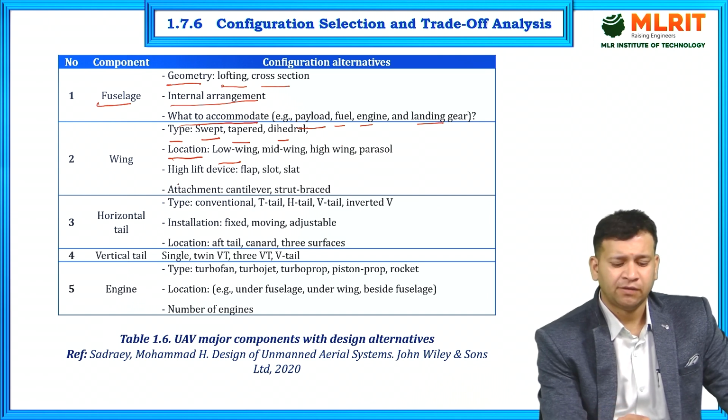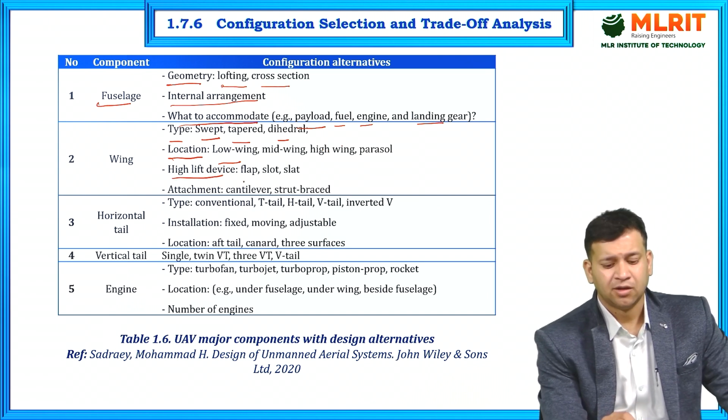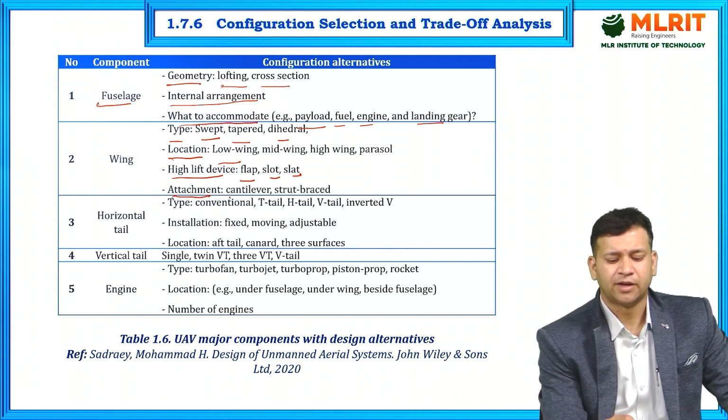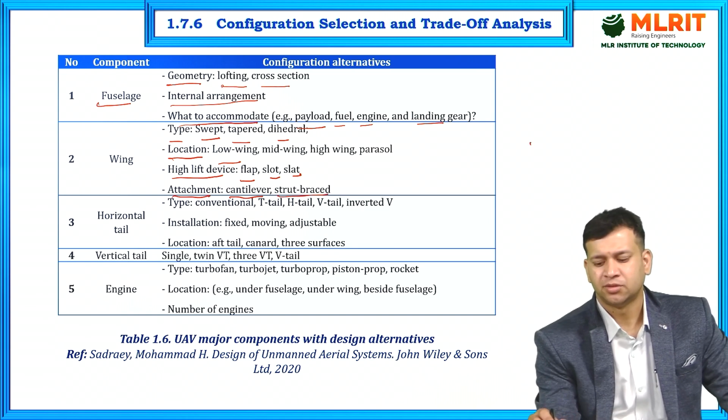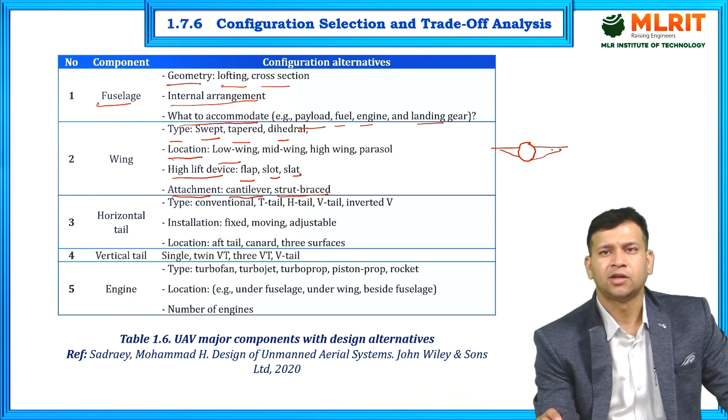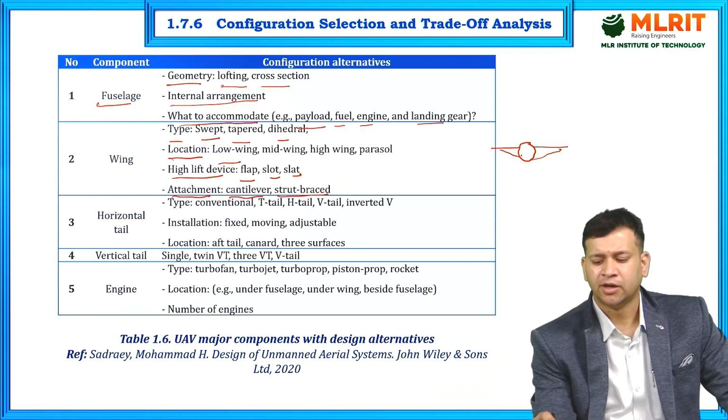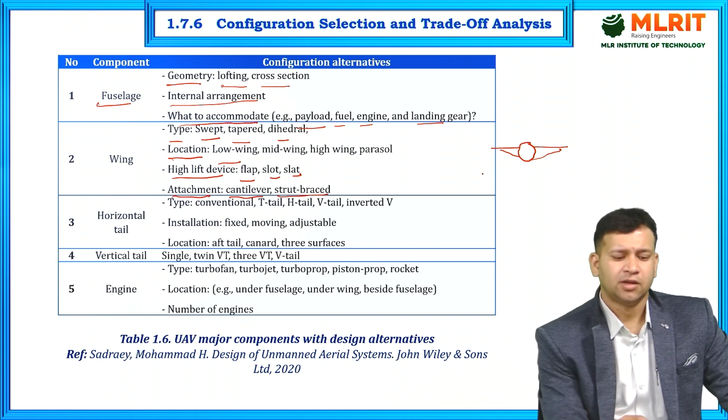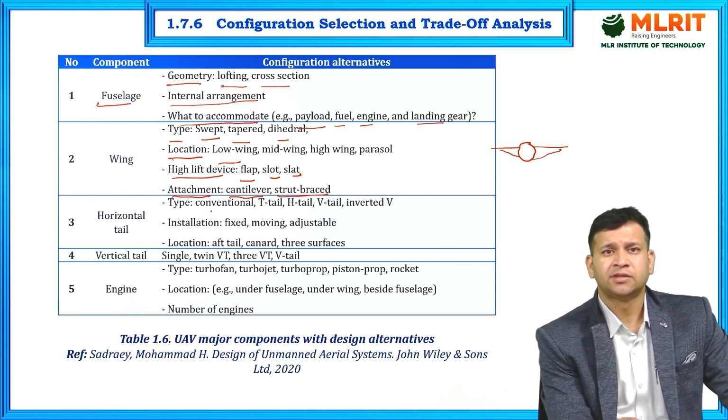Again, wing will have high lifting devices. Does it have a flap? Does it have a slot? Or does it have a slat? Even that has to be decided. Then attachment. Generally, all wings are an example of cantilever beams, or it will be strut braced. There will be a support. Mostly in high wing configurations, we give a strut support. If it is a cantilever beam, it is given a support here. This is strut braced.